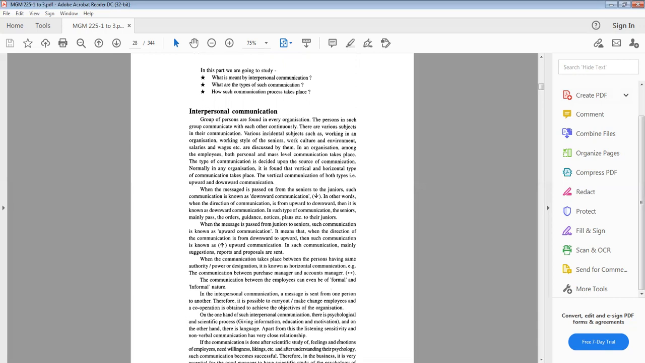Interpersonal communication. Groups of persons are found in every organization. The persons in such groups communicate with each other continuously. There are various subjects in communication, such as working in an organization, the working style of the senior, work culture and environment, salaries and wages, etc., which are discussed by them.